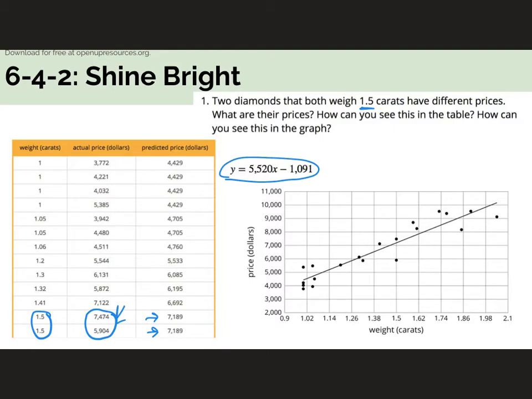How can we see them in the graph? Well, we're looking for the 2 points that have a weight of 1.5 carats, and it's really hard to get their actual prices from the graph, but you can still get an estimate.